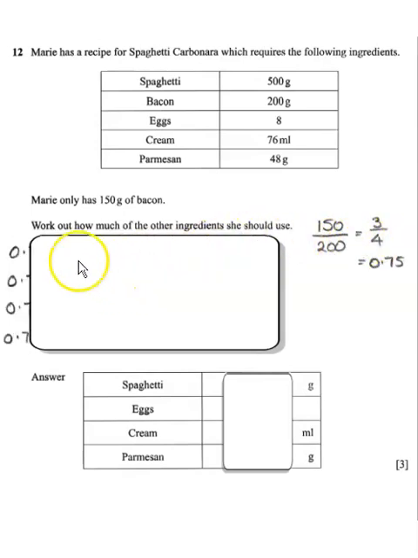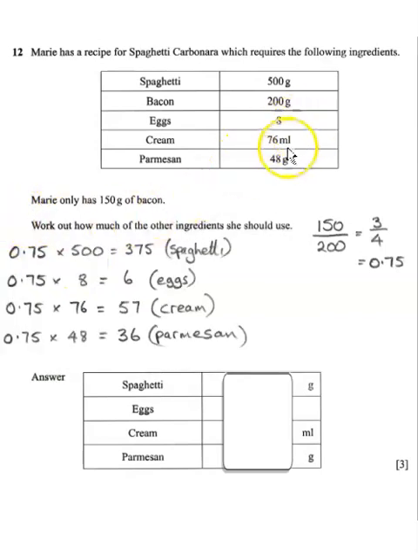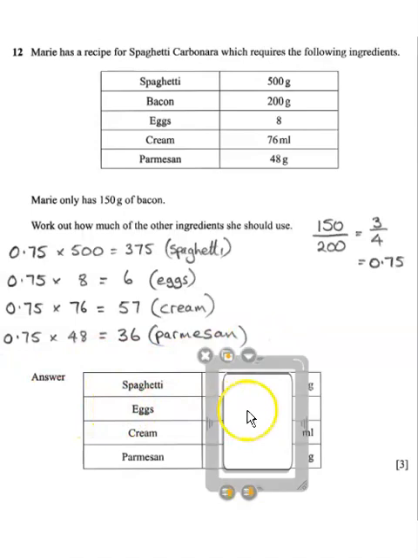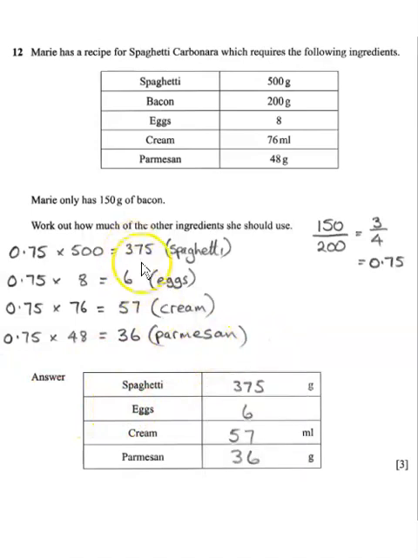So when we look at changing all of these, you can see that all I've done is multiply by 0.75 with everything here on this menu or ingredients. So what you should have is all of these. So 375, 6 eggs, 57 milliliters, and 36 grams.